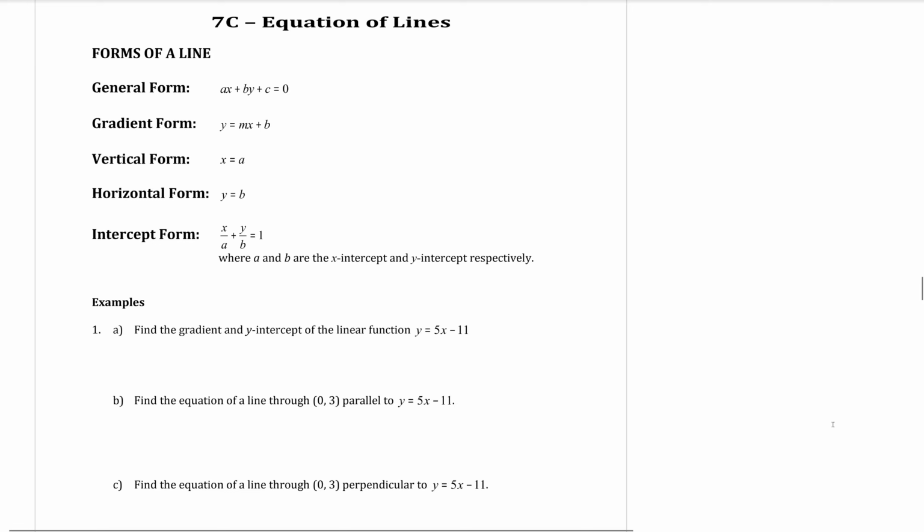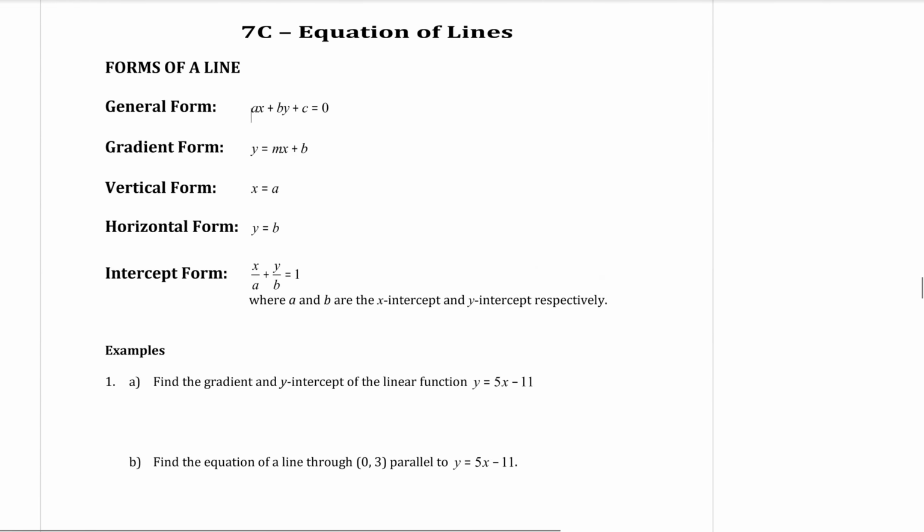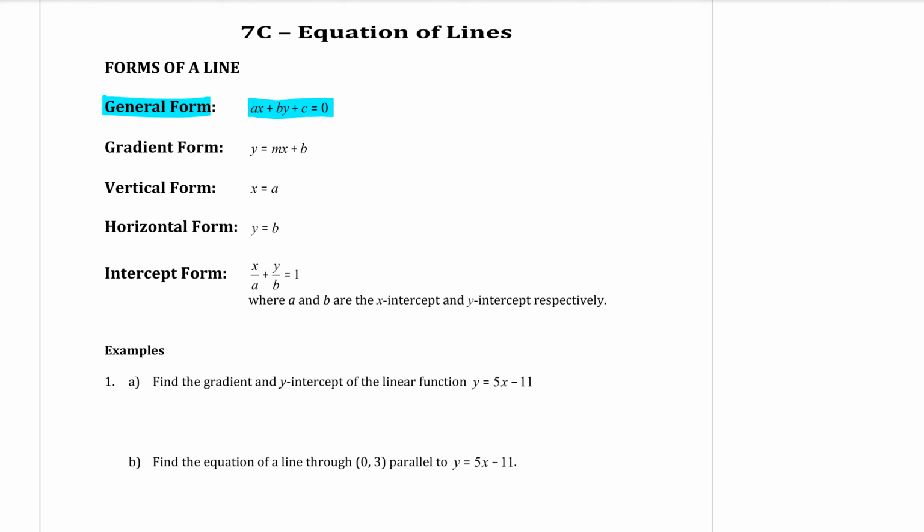Today we're going to look at equations of lines. First of all, we have a few different ways that we can write the equation of a line. The first one mentioned here is general form, when the equation is in the form ax plus by plus c equals 0, so everything is on the left-hand side of the equation.